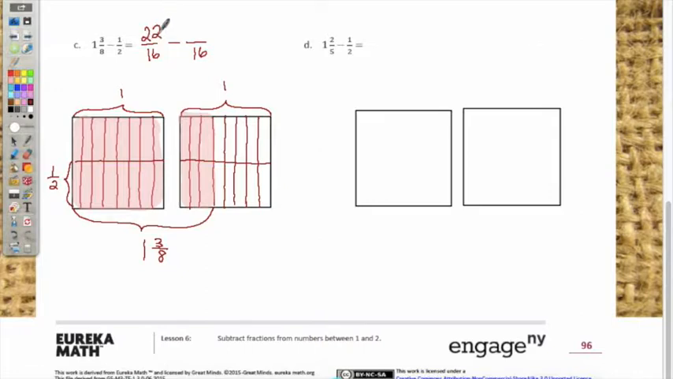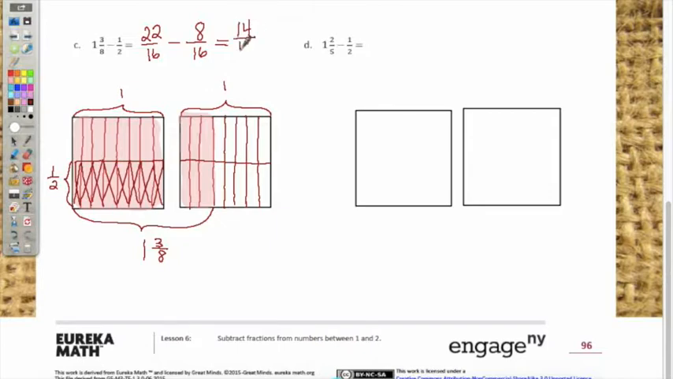We're going to have to simplify this one. Good thinking. Okay, so now what do I cross off? I cross off 1/2. So the bottom row, because that's 1/2. How many did you cross off? 8. So 22 minus 8? 14. You're getting close. 14 sixteenths.